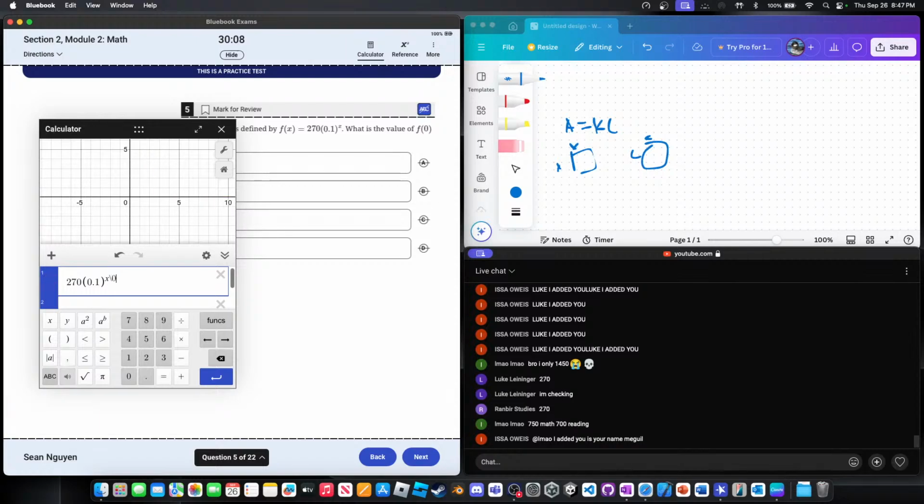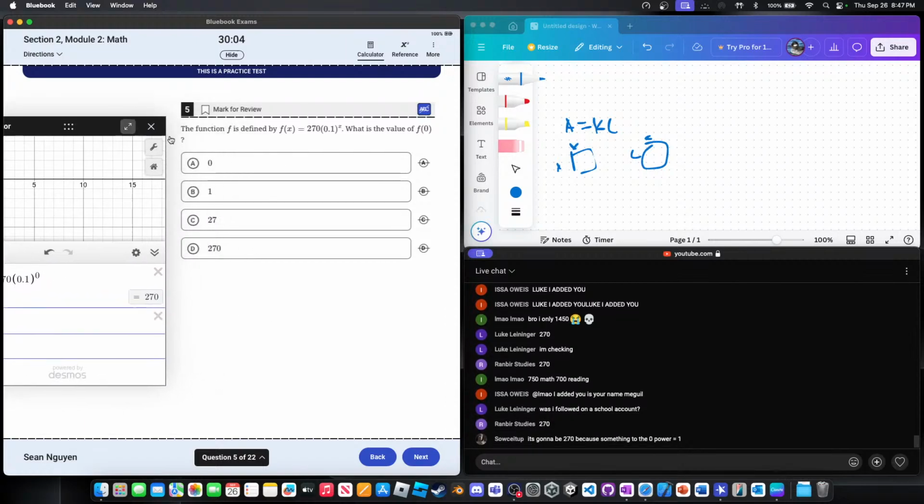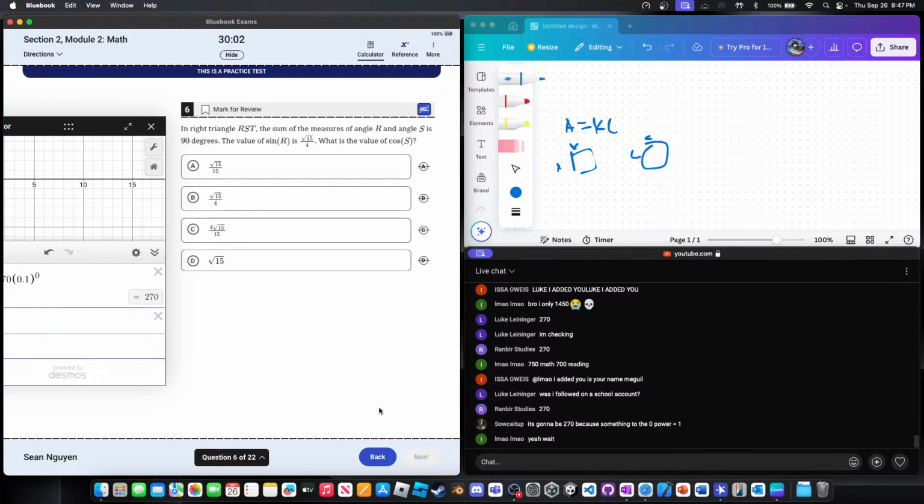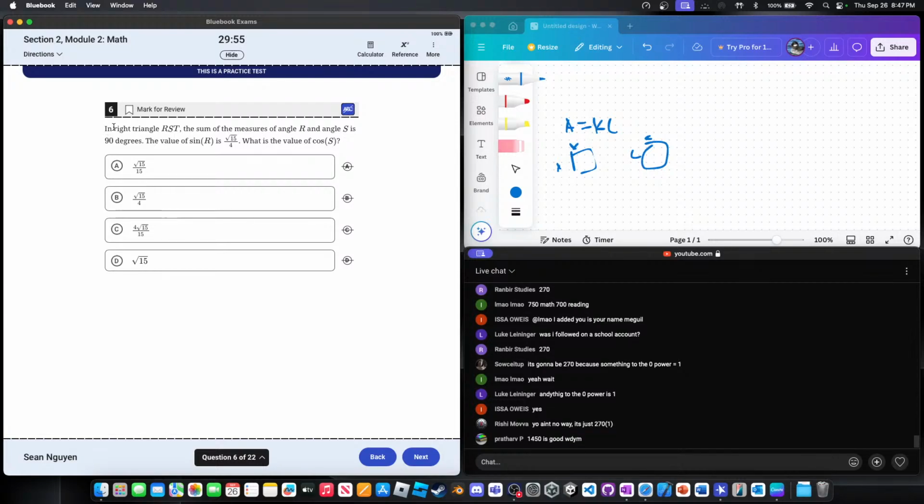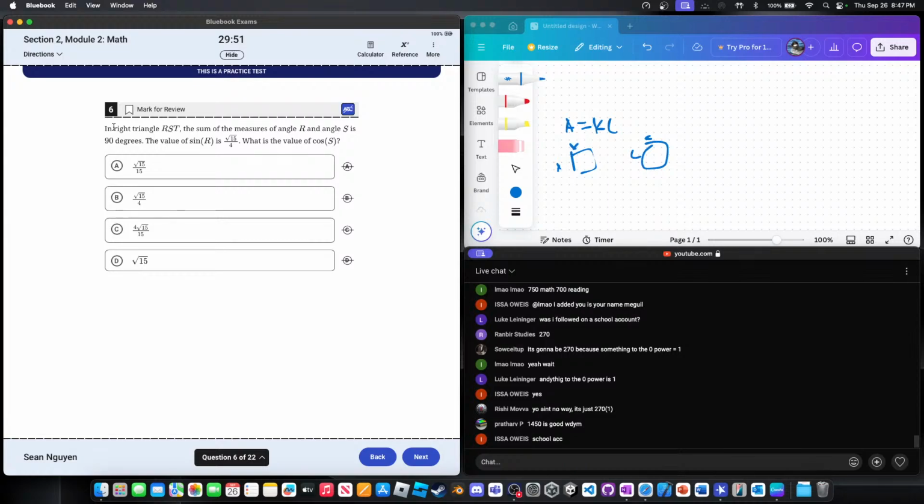Let's just put 0 here. Oh no, it's 270. Okay, cool. 270. Okay, in the triangle RST, the sum. Oh yeah, I forgot. See, I'm not that smart, guys.